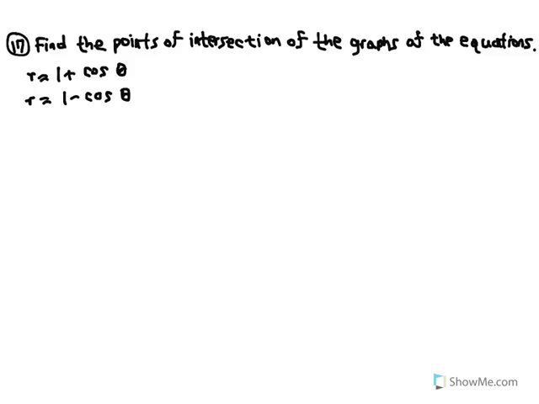We look at number 17 for our first objective. The instructions are find the points of intersection of the graphs of the equations, and the two polar equations we have are r is equal to 1 plus cosine of theta and r is equal to 1 minus cosine of theta. So let's look at their graphs first as sketched on Desmos. And in the textbook you're also given a figure of the graphs.